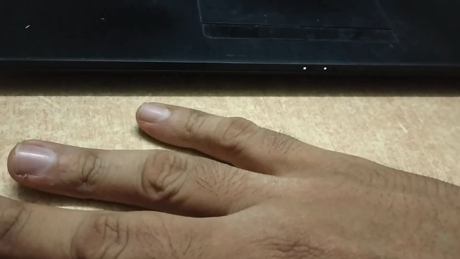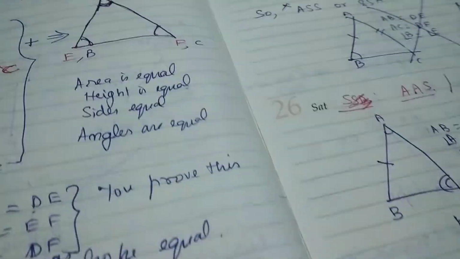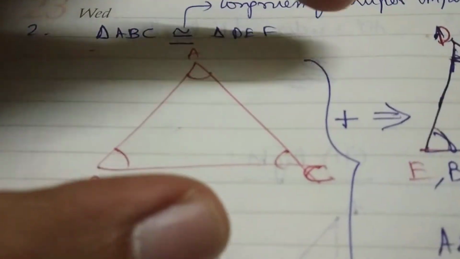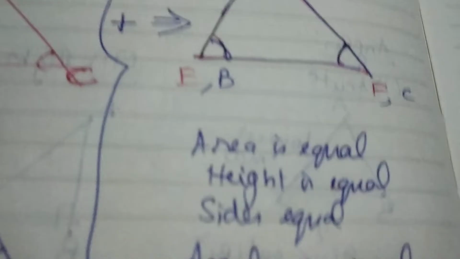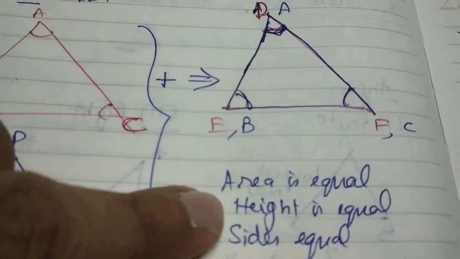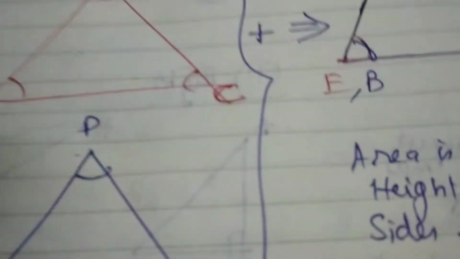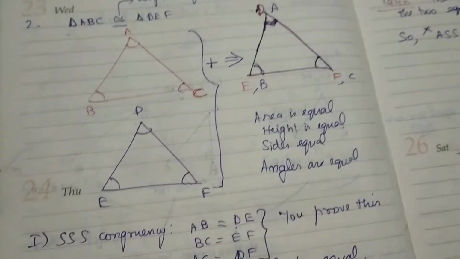I use the word congruency. That is, one object if placed over or superimposed over the other object, then the first object will be completely invisible or completely hidden to my eyes, right? So that is called congruency. So how do you say that the two triangles are congruent? Two triangles are congruent only if the areas are equal, height is equal, side is equal, and all the angles are equal. So this is what is called congruency.